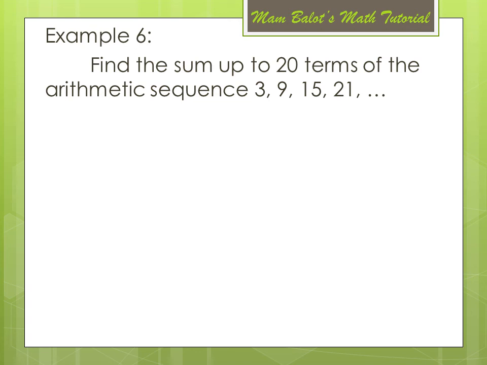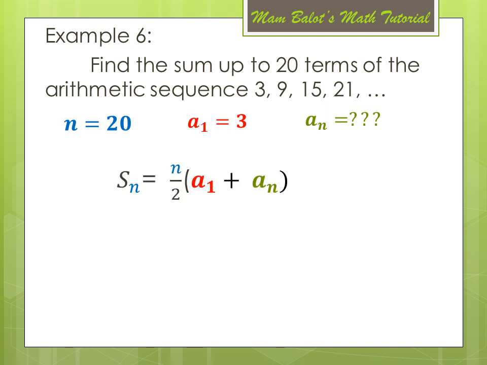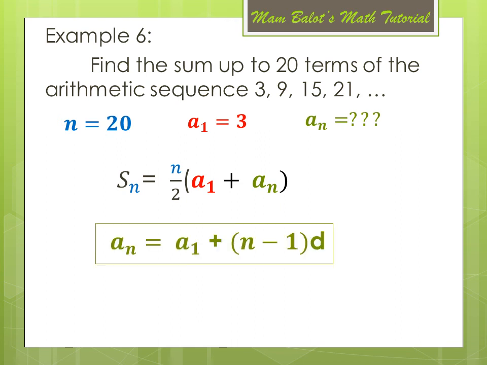How about if we have this example? Find the sum up to 20 terms of the arithmetic sequence 3, 9, 15, 21, and so on. We know that n here is equal to 20 since we are adding 20 terms. Our first term is 3, but we don't know what our last term is. Therefore, we cannot use the formula that we had derived before because we don't know what a sub n is. But we know that a sub n is equal to a sub 1 plus n minus 1 times d, because that is the formula of the nth term of the arithmetic sequence. So, we will substitute this formula to a sub n.